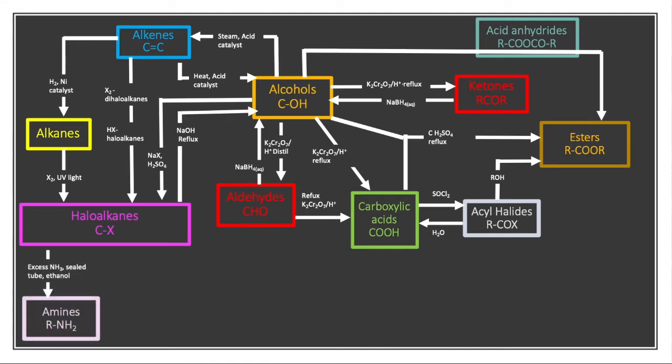We've also met amines. Amines are prepared by reacting an excess of ammonia in a sealed tube in ethanol with a halogenoalkane. And we've also met nitriles.